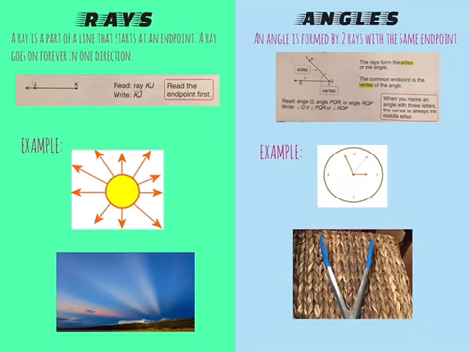Rays. A ray is a part of a line that starts at an endpoint. A ray goes on forever in one direction. Read ray KJ. Read the endpoint first. Write KJ with an arrow over it, just like a ray of sunshine.